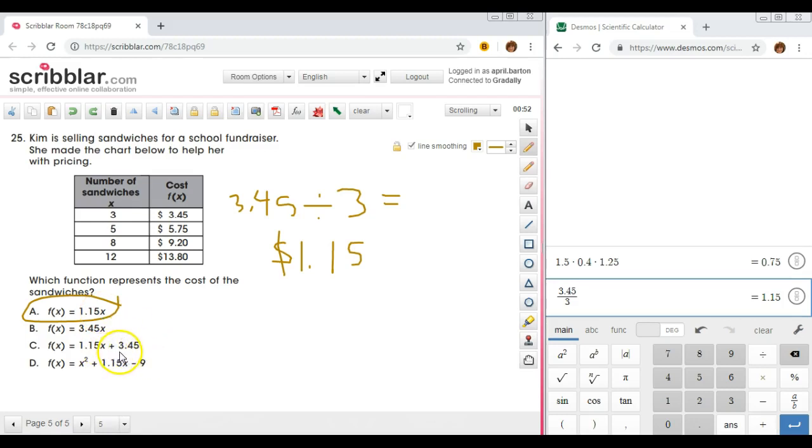We don't need to add any initial cost because $3.45 was for 3 sandwiches, not like you have to pay $2 for a drink and then buy sandwiches. That's when you get this plus going on if you have additional types of items. So that concludes problems 21 through 25.